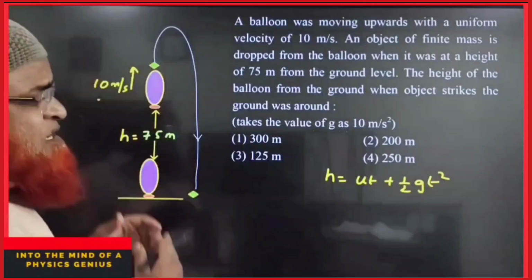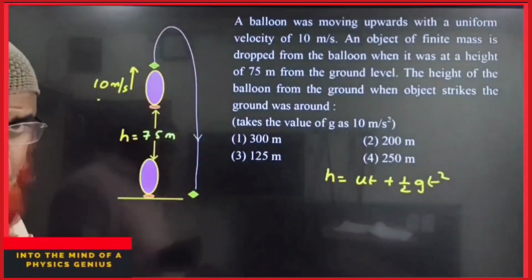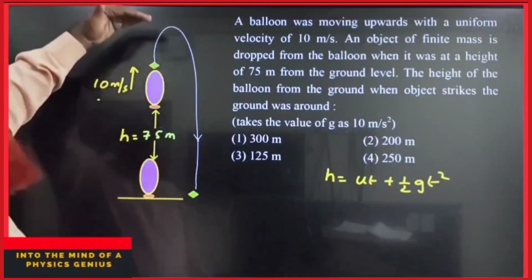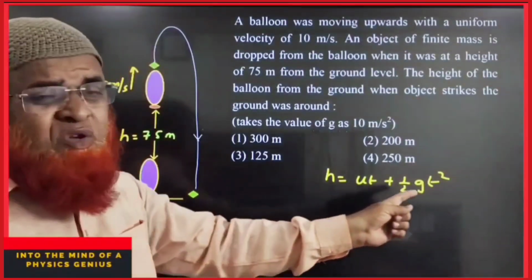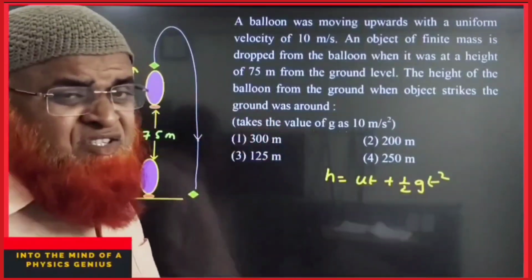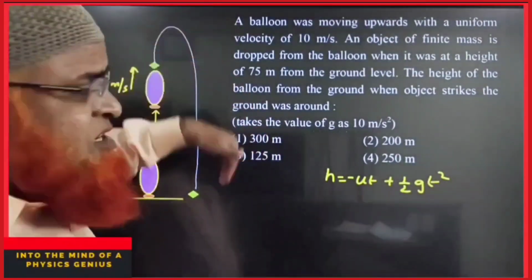A balloon is rising with a constant speed of 10 meters per second, and from the balloon an object falls down. During the time the object falls down, how much does the balloon rise from the ground? That is the question here. For that, h is equal to ut plus half gt square is the general formula. But here you have to consider minus because the balloon is moving upwards and the object is falling downward.